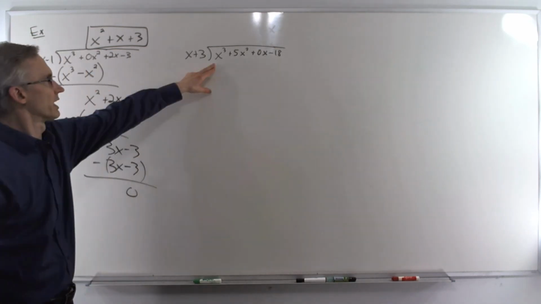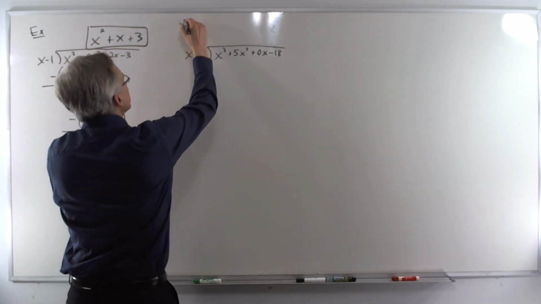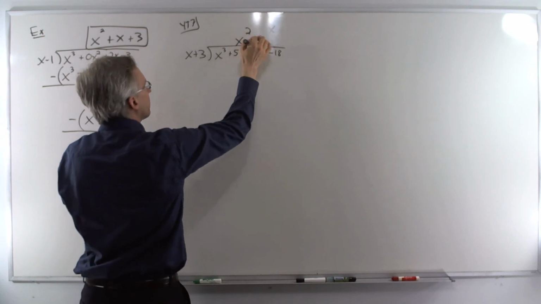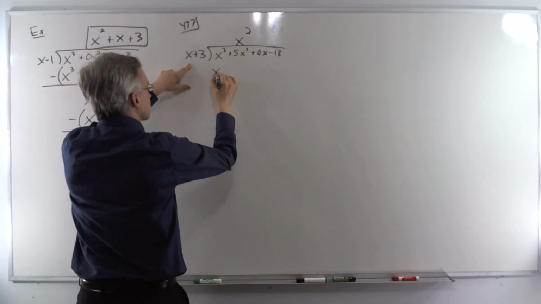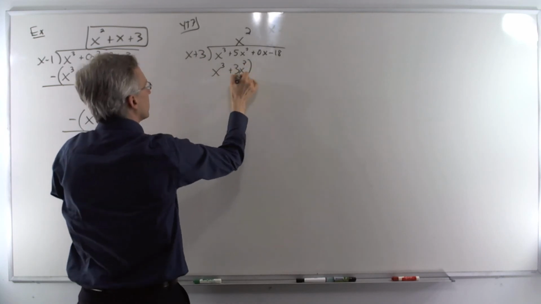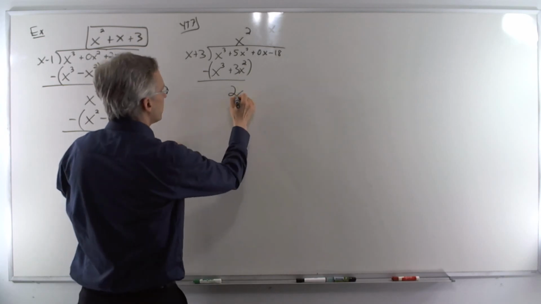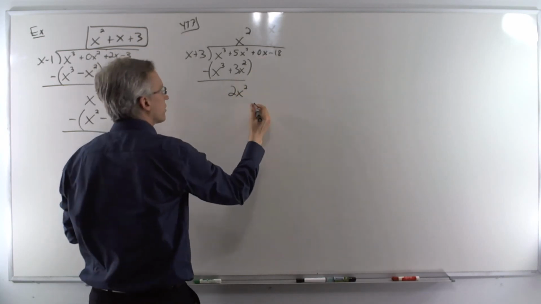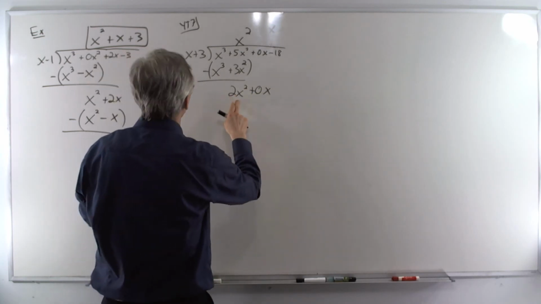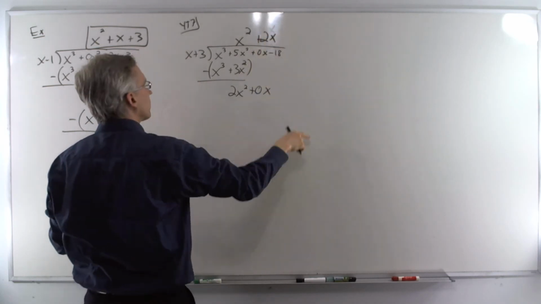All right, got to match x to the third first. This is 7. All right, so that's going to be x squared up top. Now we'll distribute. X squared times x is x to the third. X squared times 3 is 3x squared. All right, subtract. And we get 2x squared here. Bring down the 0x. All right, got our placeholder there. So now we need to match 2x squared. So multiply x by 2x. So we got 2x up here.